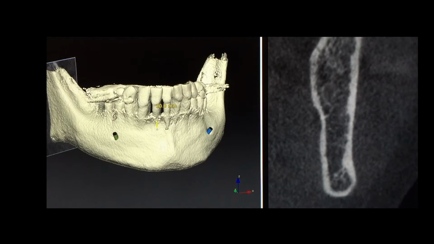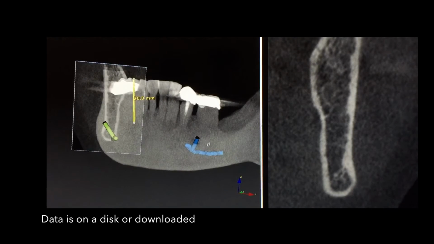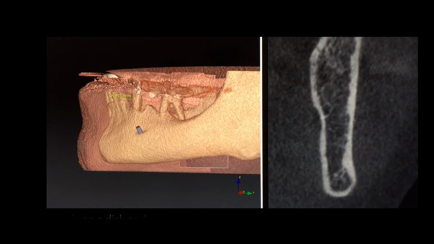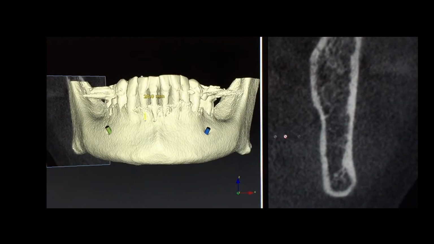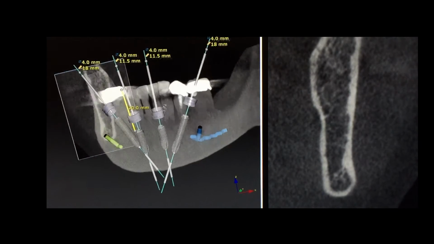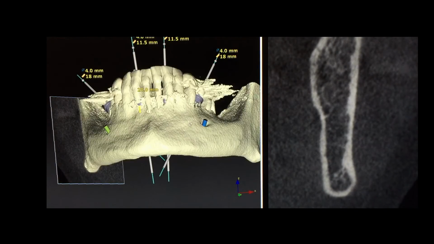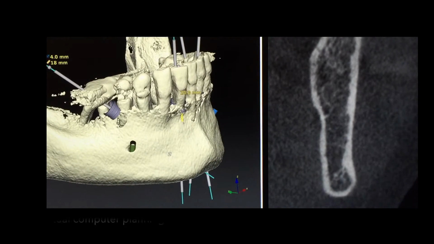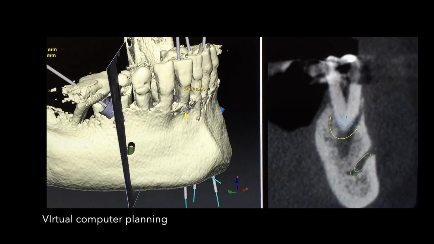That data will actually come back to us on a disc, and this disc can be loaded in a computer system, and we can then plan all of the treatment that needs to be done before actually doing it on the patient. The most important thing about a CT scan is it's 3 dimensions, so we can see the height and the width of the actual bone in the teeth, and we can actually plan everything virtually before actually doing any treatment. It is very, very safe to do.